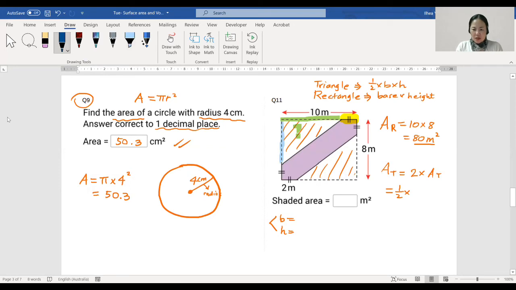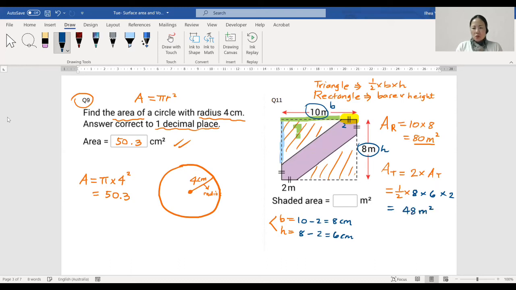That's my base, and that's my height. So what Grace did, she took the 2 out from the 10 and 8. So 10 minus 2, which is 8, and 8 minus 2, which is 6. My base or height can be either of them. So now I'm going to do half times base times height, and double it because there are 2 of them. 48. Excellent. 48 square meters.